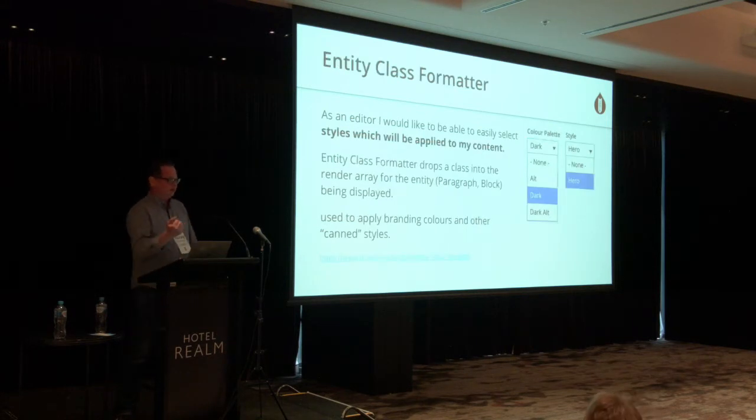There's another module called the Entity Class Formatter, and this allows editors to select a style, a class, and drop that onto an entity. So for example, here with the color palette, that's picking up on stuff straight out of the design system. These are the colors that have been defined in the design system, and this is allowing editors to basically drop that on as a background or a color system on a paragraph.